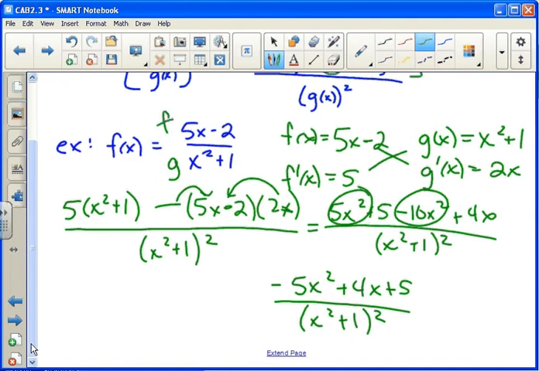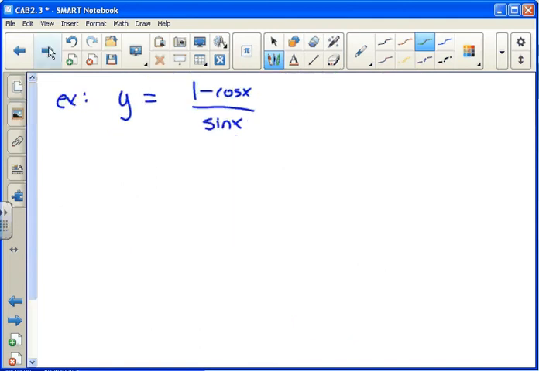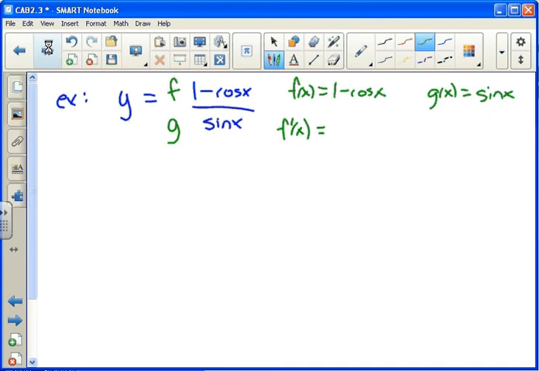Just have one more example with the quotient rule, and this one has trig. Again, you have to call the top f and the bottom g, so we'll make f of x equal to 1 minus cosine x, and g of x equal to sine x. F prime is, well, the derivative of 1 is 0. The derivative of cosine is negative sine, so that cancels out the two negatives, and you just get sine of x. And g prime, the derivative of sine x, is cosine x.